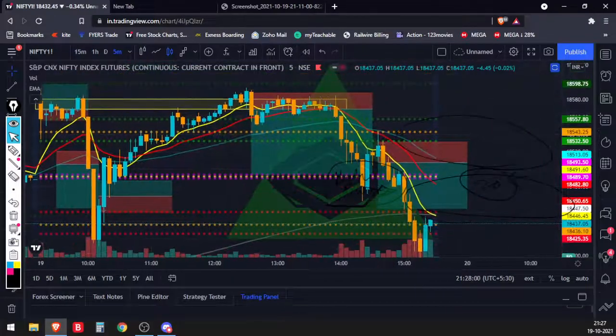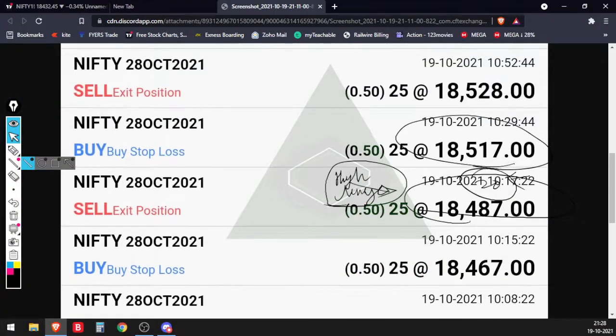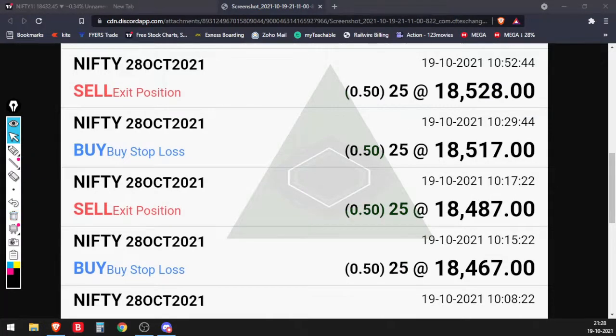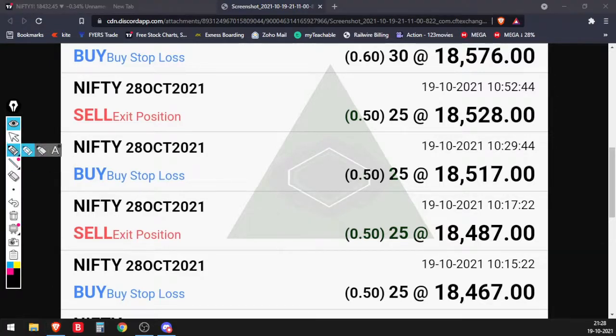Okay, done. Again the next thing, after that, 18,517 was executed. I have bought one more stock. I think I have missed plotting this on the chart. Let me go and check exactly where I took this entry. Okay, at 10 o'clock and 29 minutes, this order was executed.